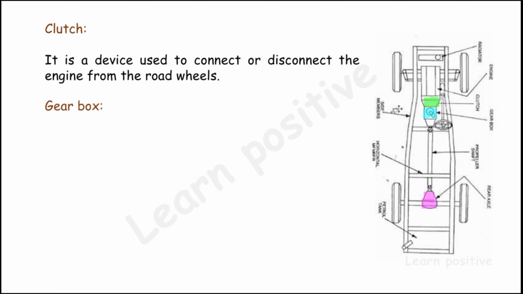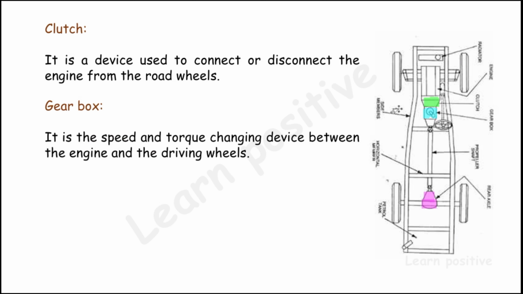And the next one is the gearbox. The gearbox is the speed and torque changing device between the engine and the driving wheels. By using the gearbox, we can change the gear ratio inside it. We change the gear ratios in order: first gear, second gear, third gear and fourth gear. As you increase the gear, the vehicle moves faster. This is not the full speed of the vehicle.